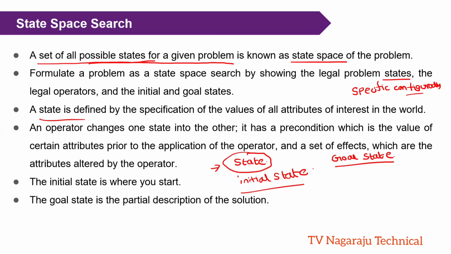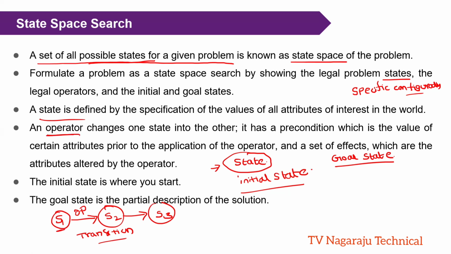Now, we are moving from one state to another. For example, the initial state is S1. I am moving from state 1 to state 2 and state 2 to state 3. So, this is called transition, meaning an action that changes one state to another state. Suppose on state 1, if you apply some operator, we make a transition to another state. And one more thing is the path. What is the meaning? S1, S2, S3, this is called a path. Simply, a sequence of states that are connected by transitions is called a path.